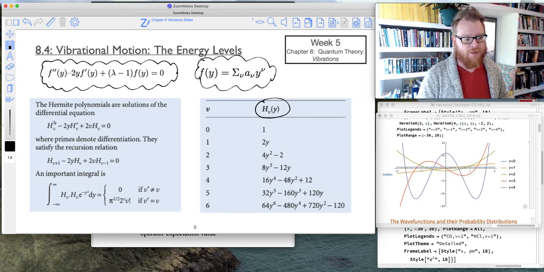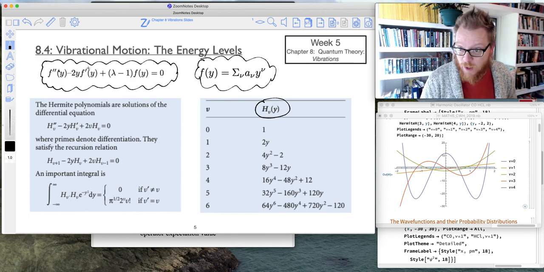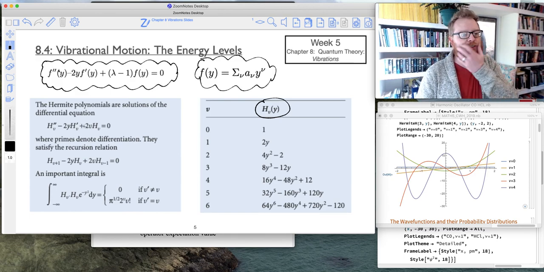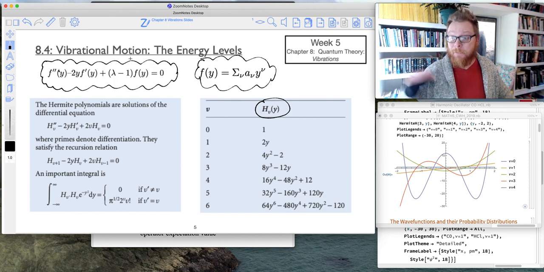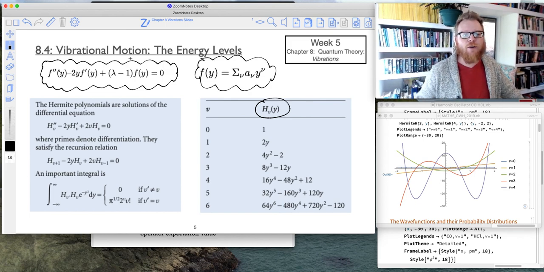Look, it's the second derivative, minus 2y times the first derivative, right? And then now in this term, it just says plus 2 nu times the function. And here we've got this written as lambda minus 1 times the function. And that's because that lambda is a big collection of all of our constants. And as we shall see later on, when the solutions become normalized, we can relate all of those constants to that quantum number. I'm not going to worry about going down that rabbit hole any further.